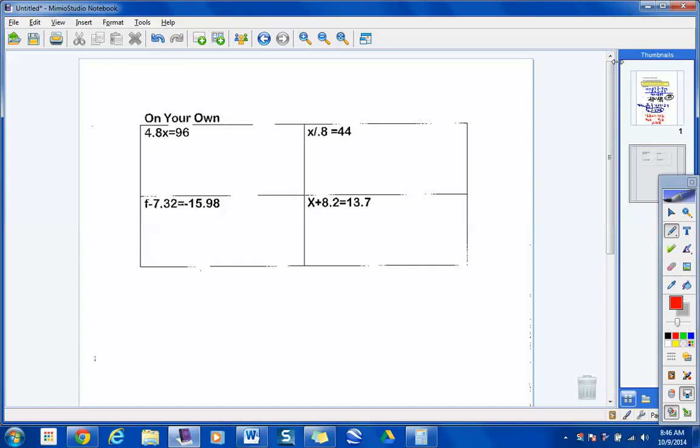Guys, while you're working on that, just kind of looking forward. Tomorrow when you come in here, we're going to have some things to work on, but I am going to go over a study guide with you guys tomorrow. And we will be taking a short quiz on Monday. So just have that in the back of your mind.